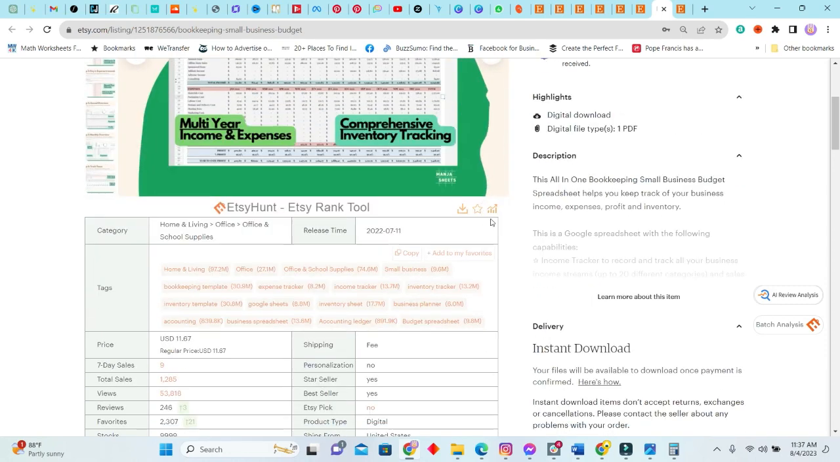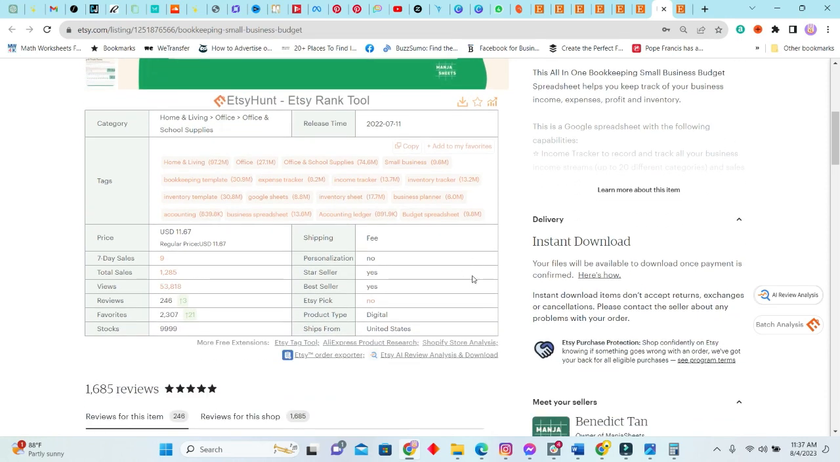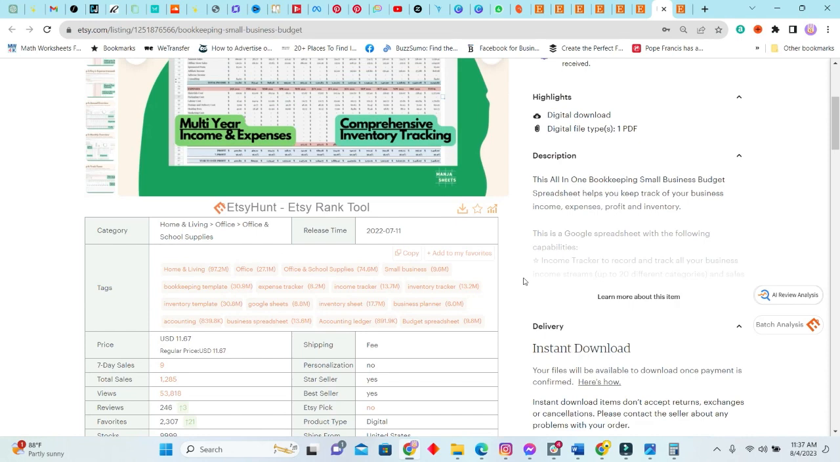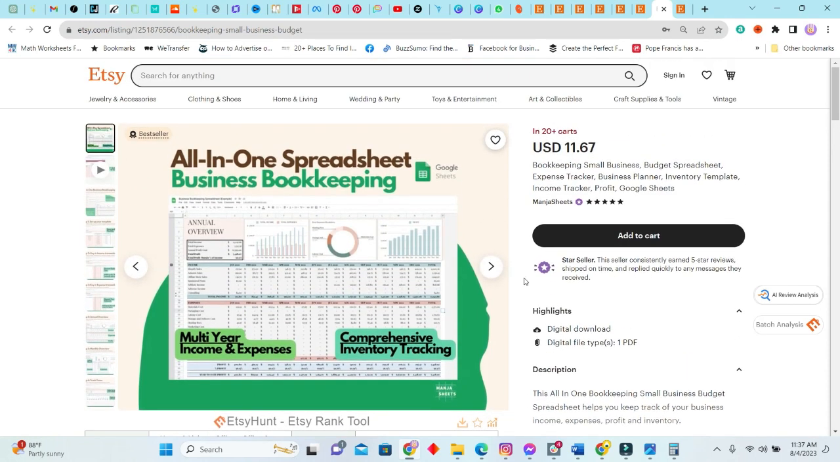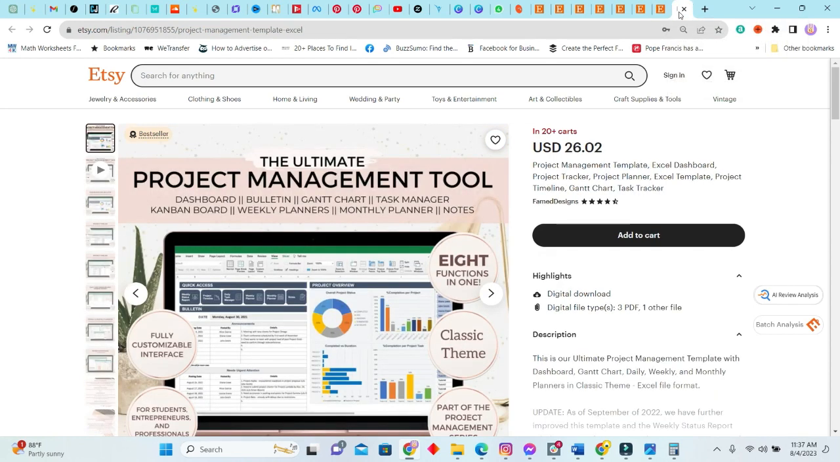Okay, so as you can see, this one is very detailed again. And if you take note, all the bestsellers have very detailed listings. So take note of that. And the total sales, as you can see, is 1,285 with 9 sales in the past 7 days. Okay, so this one is another bestseller. So take note of that.